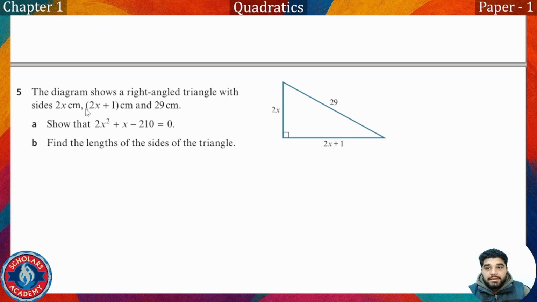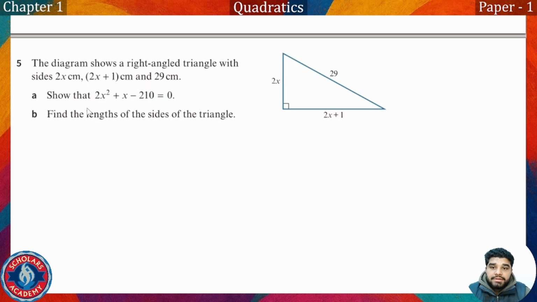Alright, now the question says the diagram shows a right angled triangle with the sides 2x centimeters, 2x plus 1 centimeters and 29 centimeters. Show that this is the quadratic equation that we are getting. Find the length of the sides of the triangle. So I hope you know we have a theorem over here. The side opposite to the 90 degrees is hypotenuse. We say this is perpendicular, this is base, and by Pythagoras theorem we say that h square is equal to p square plus b square.